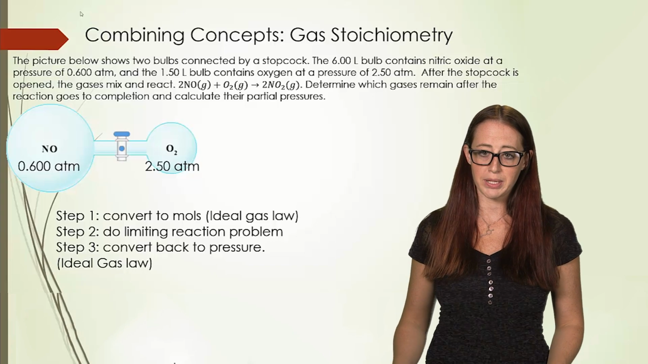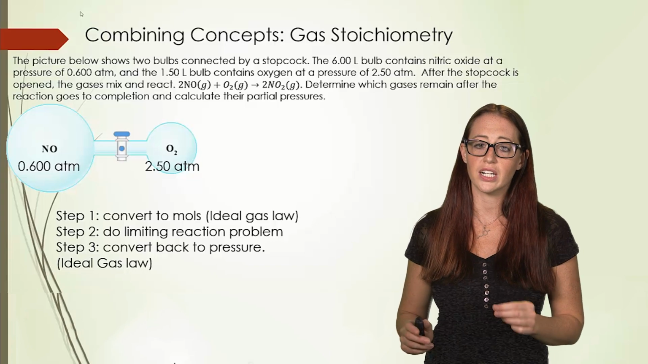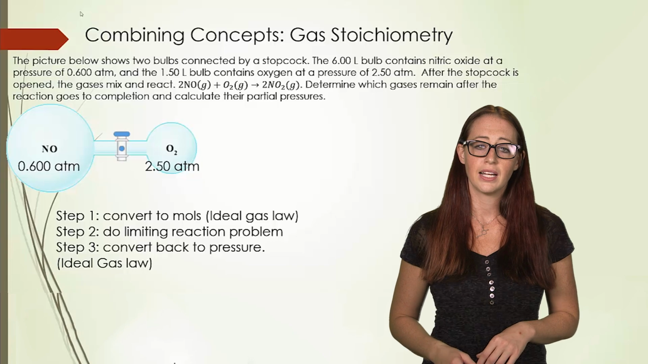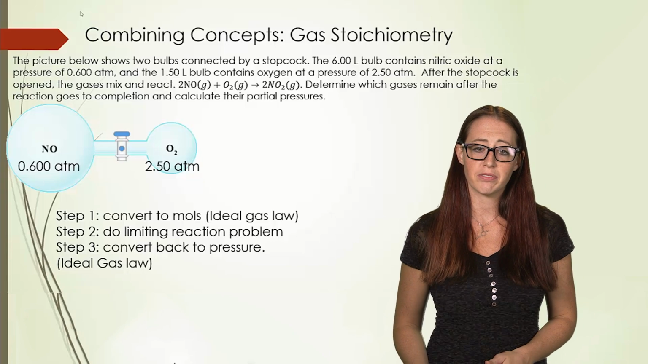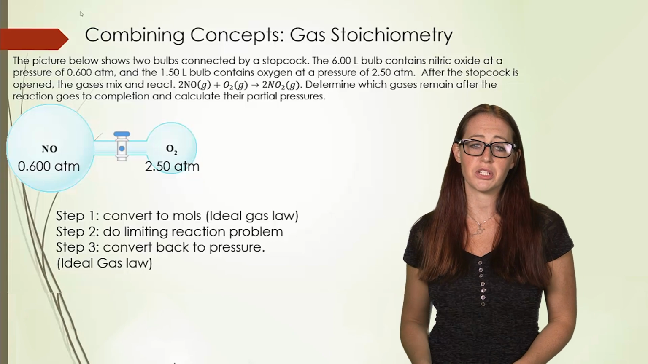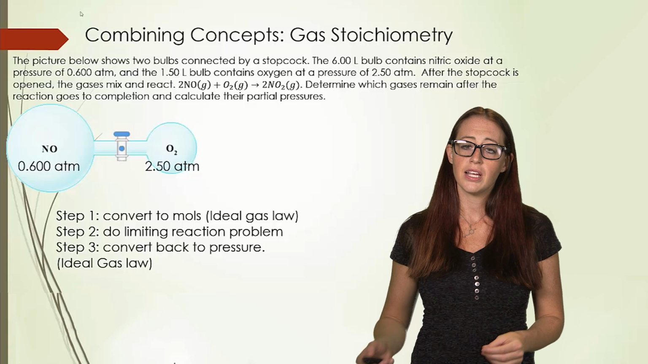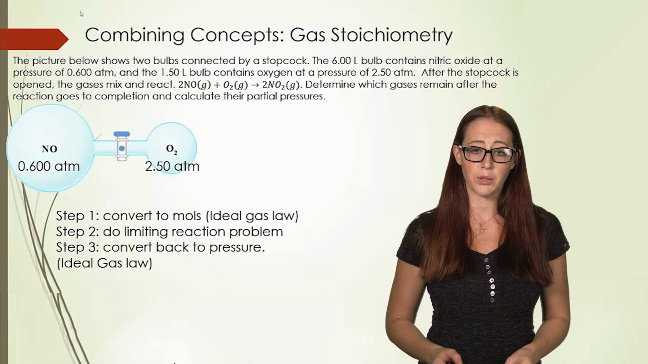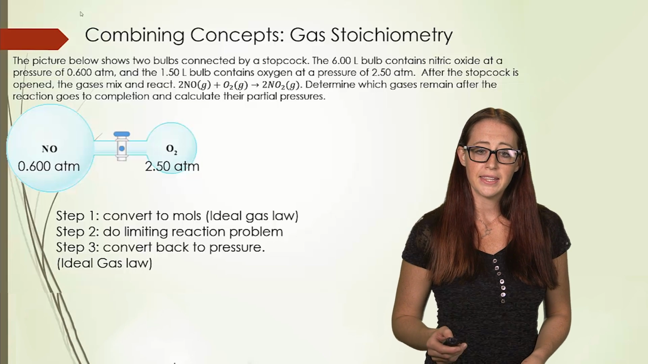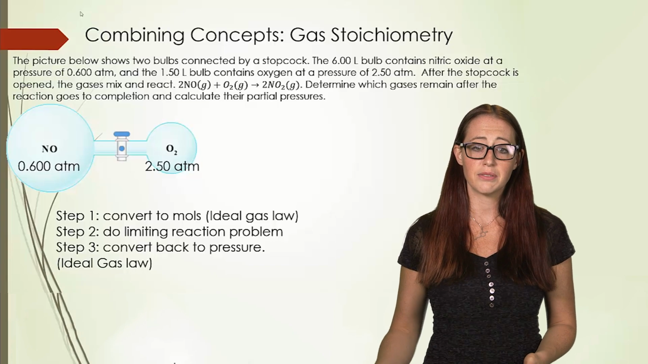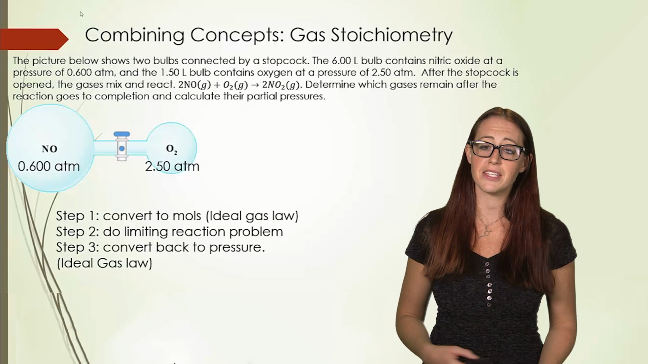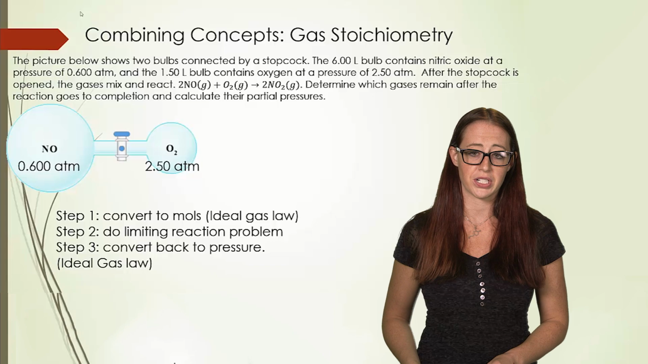So this one has 3 basic parts, and at its heart, it is a limiting reagent problem. However, as we remember from that chapter, to do a limiting reagent problem, we must have everything in moles and then have the equation relating them. This problem also asks us to report the values in pressure. So it gives us pressure and asks us to report in pressure.